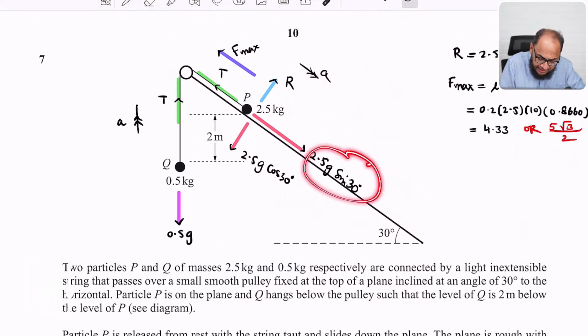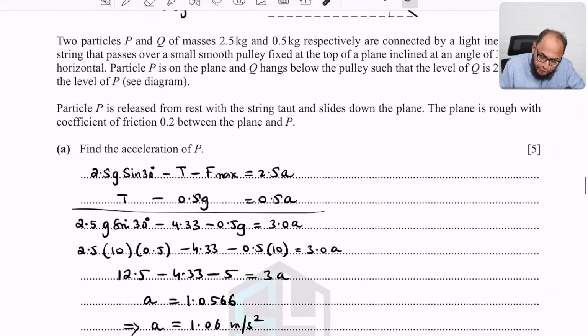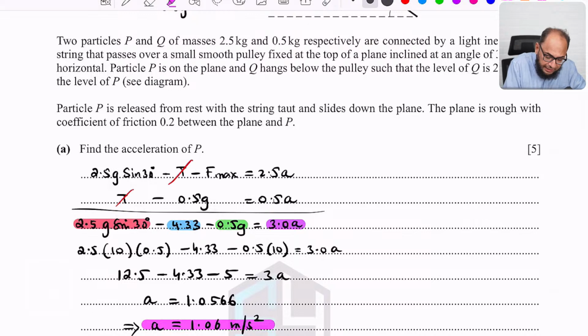Acceleration is this way. mg sine theta minus tension minus F max is mass into acceleration. Tension minus mg is equal to mass into acceleration. So mg sine theta minus tension minus F max is mass into acceleration, and tension minus mg is equal to 0.5a. Add both of them. When you add both of them, the tension cancels out. And now what do we have? We have mg sine theta minus F max minus the weight making both the particles accelerate. And then at the very end, we find this answer, round it off, correct to three significant figures. That is the value of acceleration.